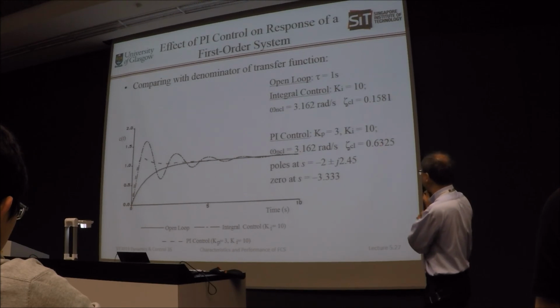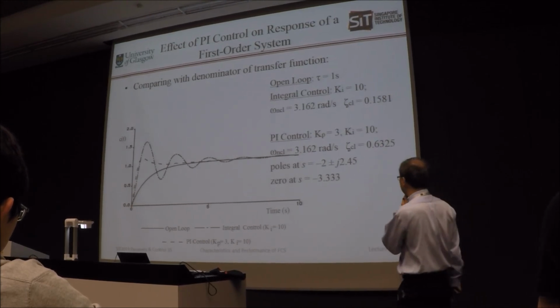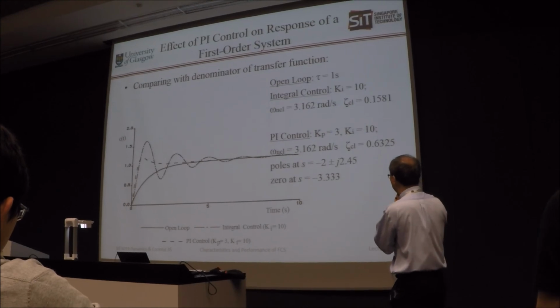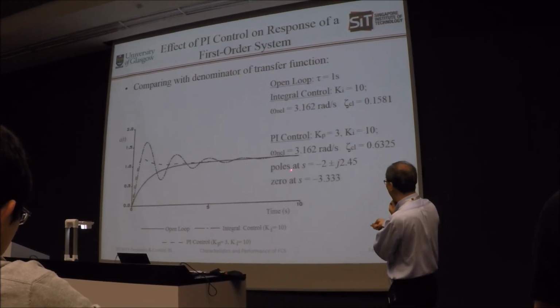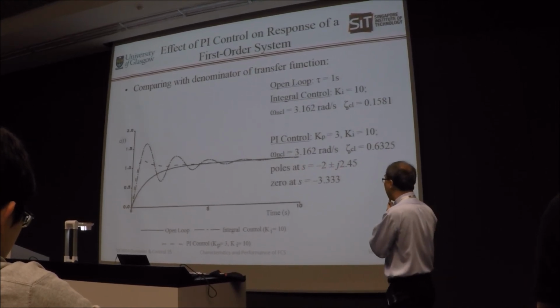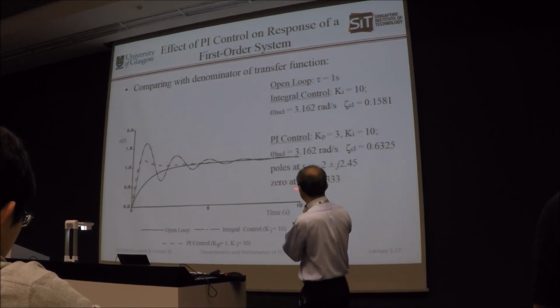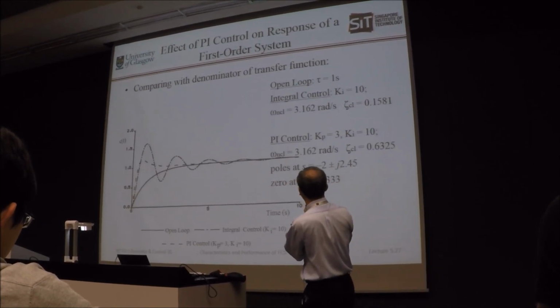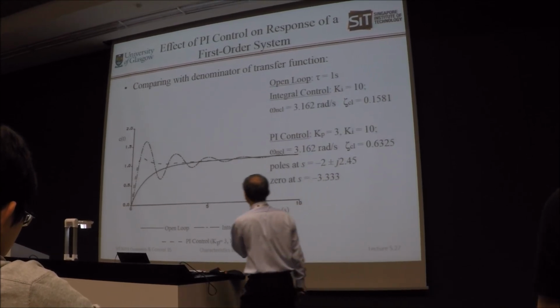So now the damping is what? 0.6, quite a reasonable figure. So in this case, what I'm trying to show you is a case where you have a pole, S, at -2 plus minus j2.45. Where is your zero? Your zero is basically at S equals minus 3.333. Okay, this is correct.